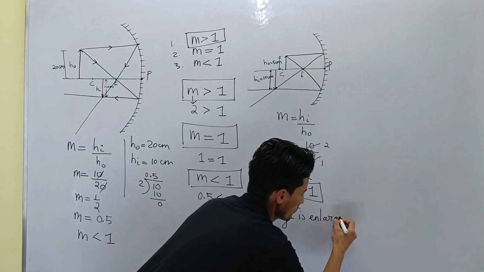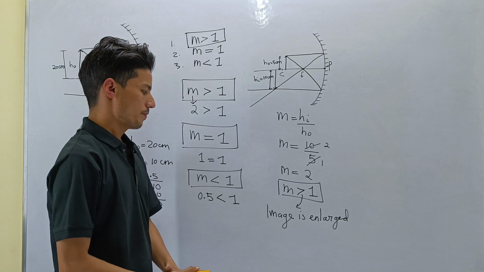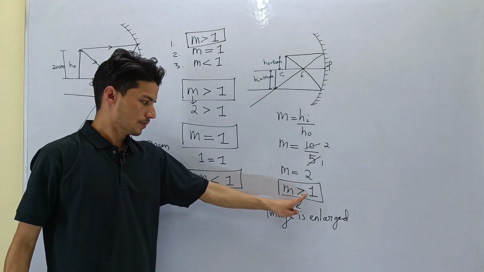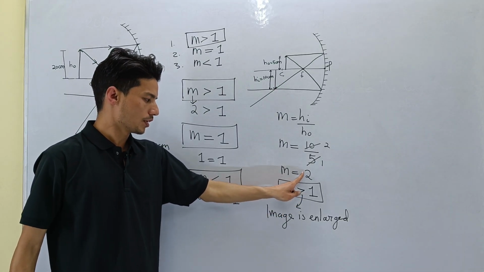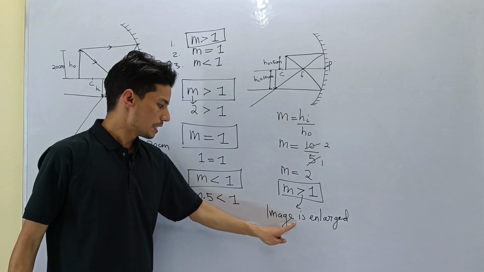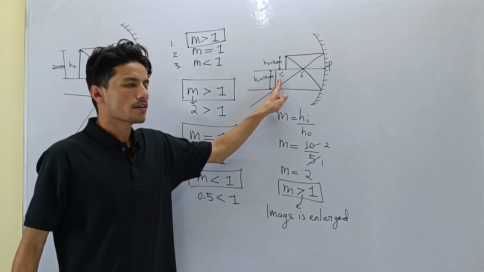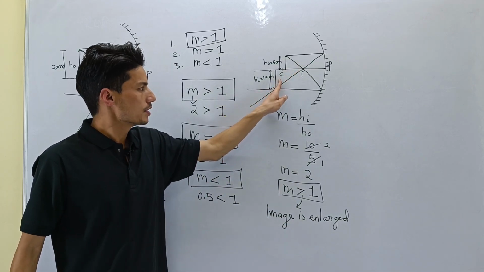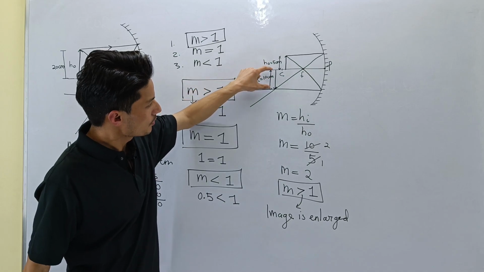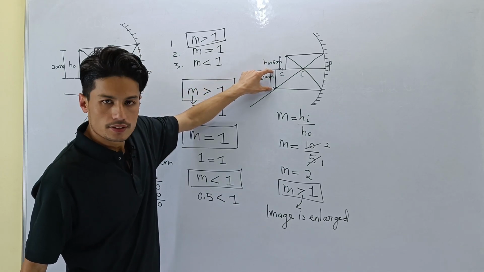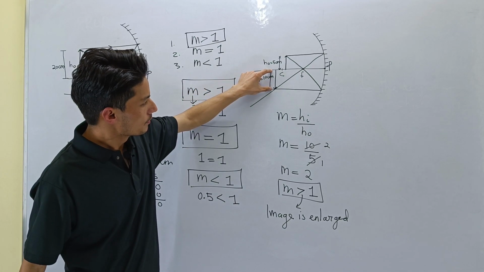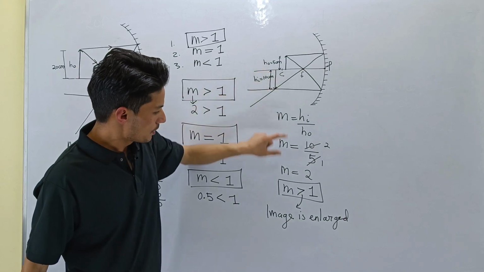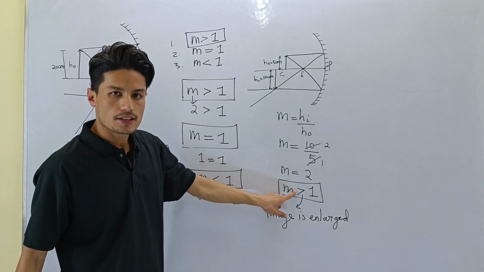These are the things that you need to learn. By the value of M, if M happens to be greater than 1, then understand that the image is enlarged, which is validated by this ray diagram. Check out the object size and the image size. The image size is bigger. This is happening when the value of M is greater than 1.